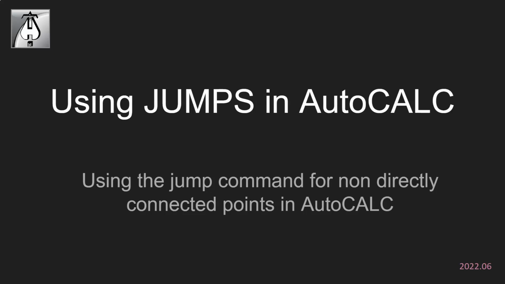In this video, we're going to be using the jumps command in AutoCalc. And basically, the jumps are used to jump from one part of the drawing to another part of the drawing when you don't have pipe directly connected to it.